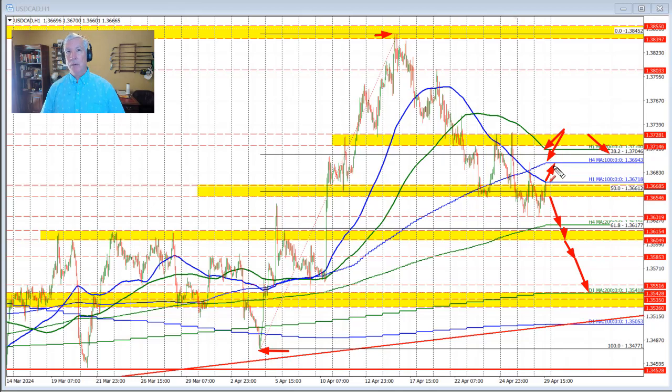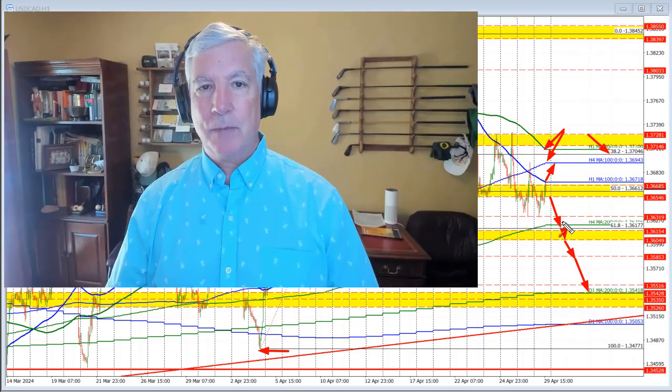Is the shove going to come above the 100-hour moving average? Is the shove going to come below the 50%, below the swing area? That's what you're looking for from a technical perspective. So there you have it.